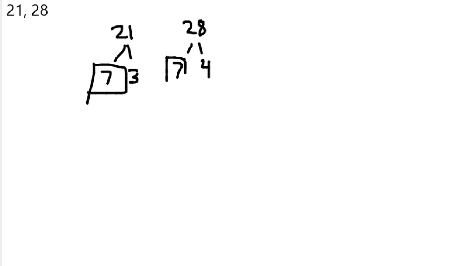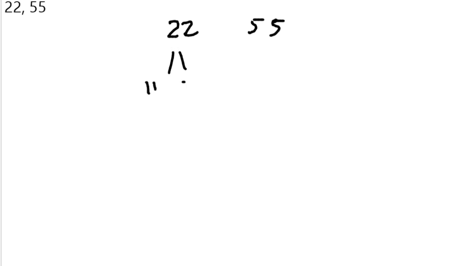Now let's try to find the greatest common factor of 21 and 28. So let's factor them out. 21 is 7 times 3 and 28 is 7 times 4. So the common factor here is 7, and it is the greatest because the other factor pair of 21 is 21 times 1.